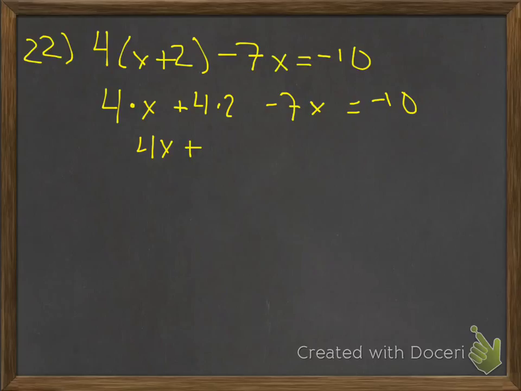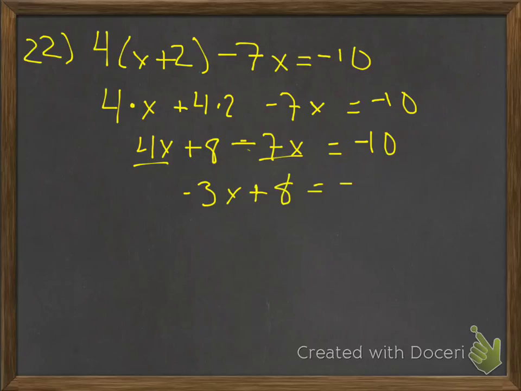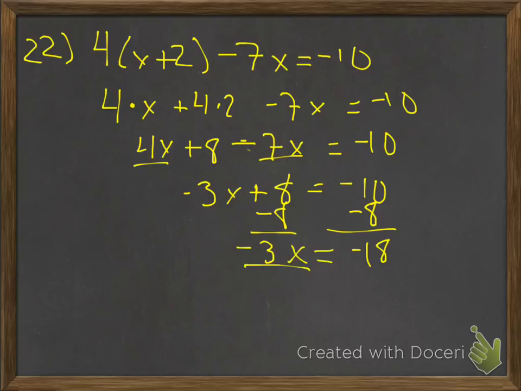4x plus 8 minus 7x equals negative 10. So combine my like terms. Negative 3x plus 8 equals negative 10. Minus 8, minus 8. Negative 3x equals negative 18. Then you can divide by negative 3. Equals 6.